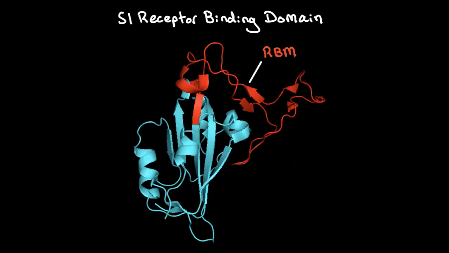The SARS-CoV-2 RBD has a twisted 5-stranded antiparallel beta sheet with short connecting alpha helices and loops that form the core of the structure. Between the beta 4 and beta 7 strands, there is an extended insertion containing the beta 5 and beta 6 strands, alpha 4 and alpha 5 helices, and loops. This extended insertion is the receptor binding motif, or RBM, which contains residues that directly interact with the ACE2 receptor.